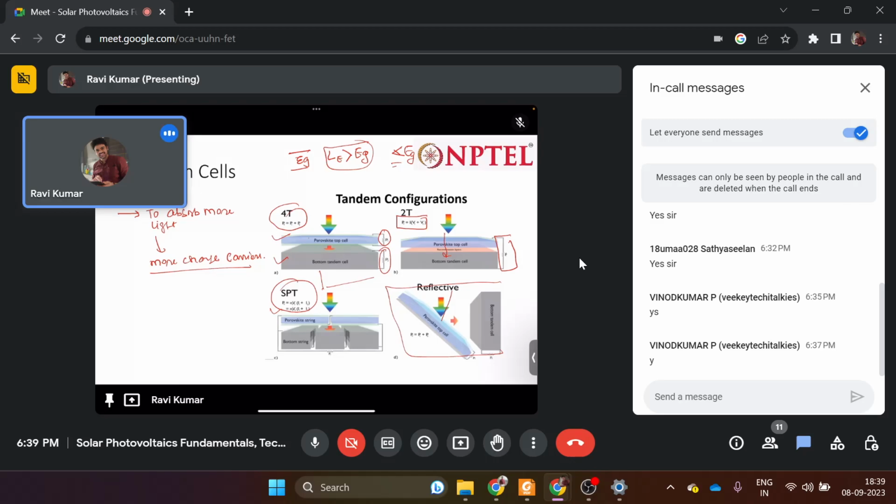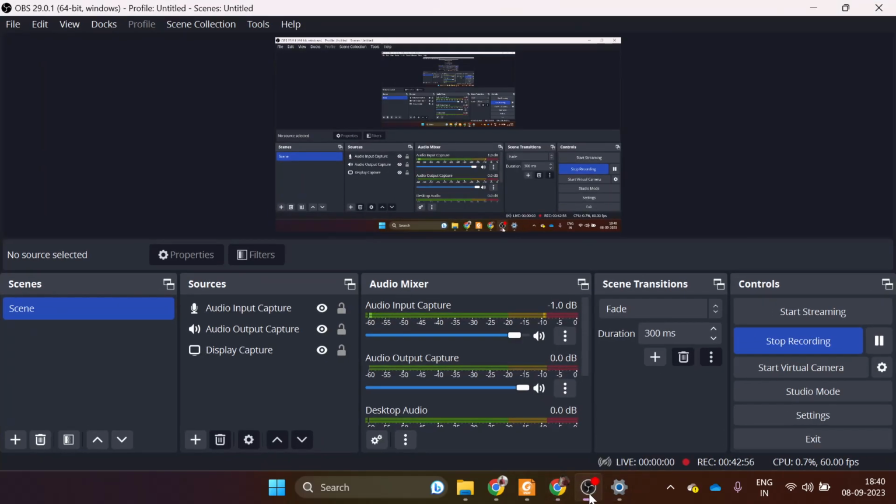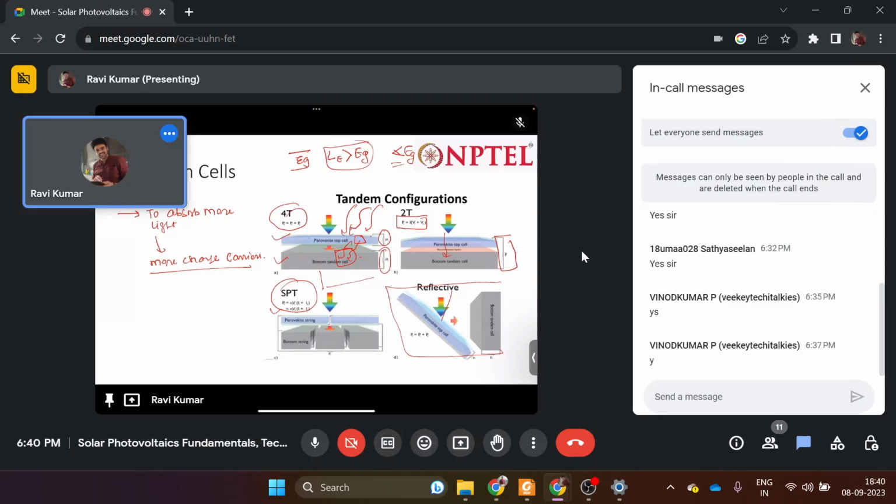So if light is coming on the surface, let's say some light is being absorbed and some light will be transmitted. This transmitted light will be utilized by the other solar cell. It will use this transmitted light, and it will use the absorbed light, and both will give us a power output. Understood?